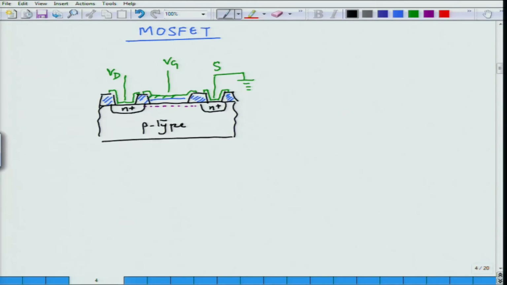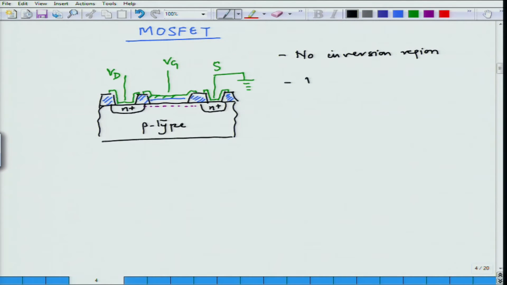So, when there is no gate voltage, when there is no accumulation of charges, no inversion region, then even if I apply a source drain voltage, there is going to be no conduction through here.